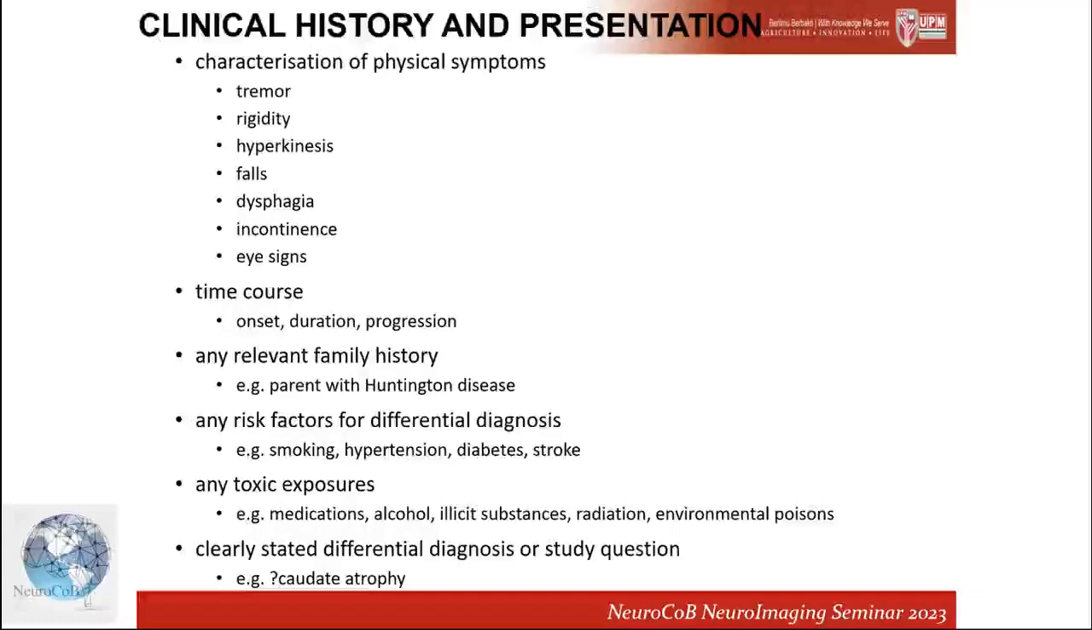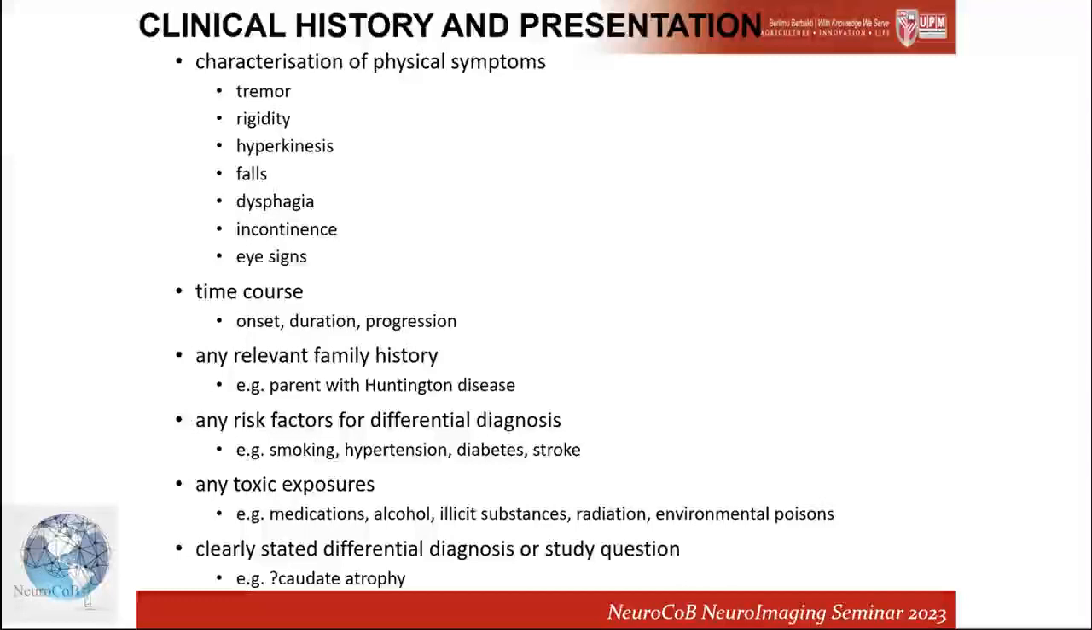My previous lecturers used to say, with a good clinical history and physical examination, actually we can diagnose 90% of the patient's disease. Okay. So that's why in neurodegenerative disease the history is very, very crucial, because we need to really correlate with the MRI finding, because as I said just now, the MRI findings are subtle. So the time course also is important, whether it's acute or slowly progressive, any relevant family history, any risk factors for differential diagnosis like smoking, hypertension, diabetes, stroke.